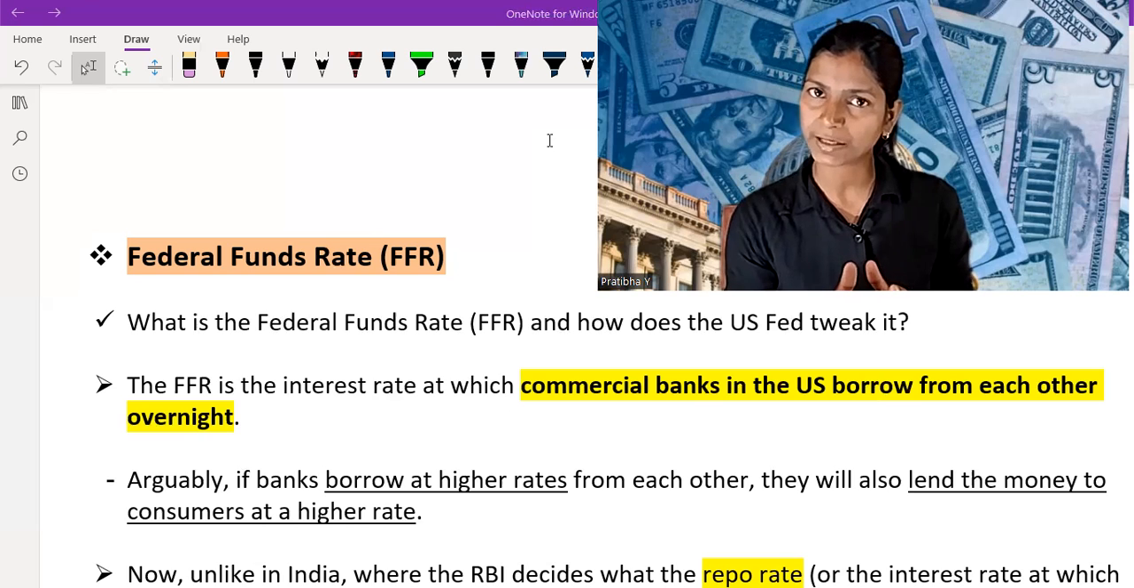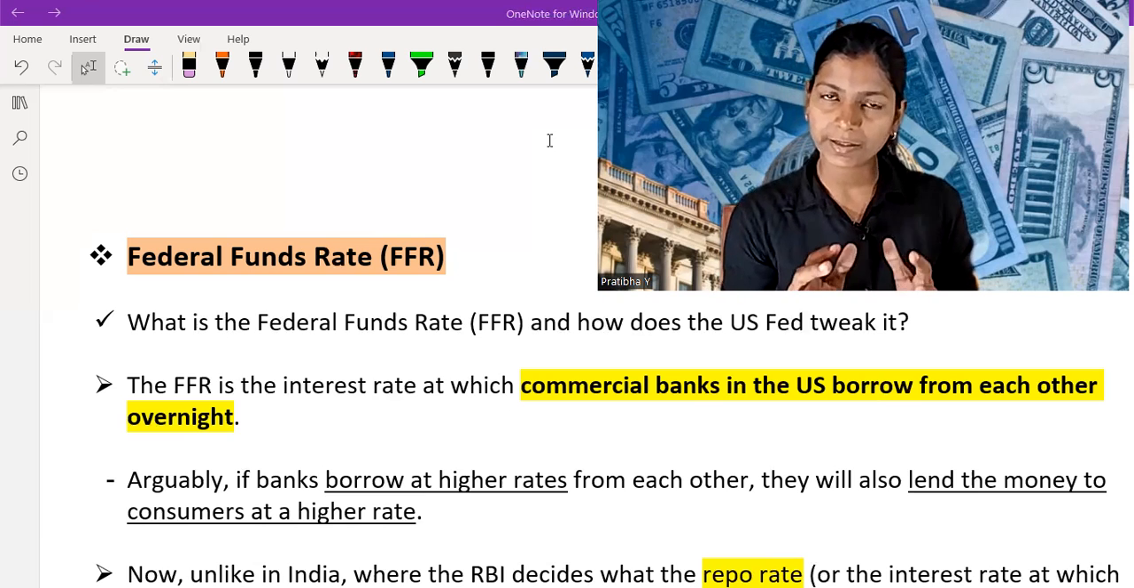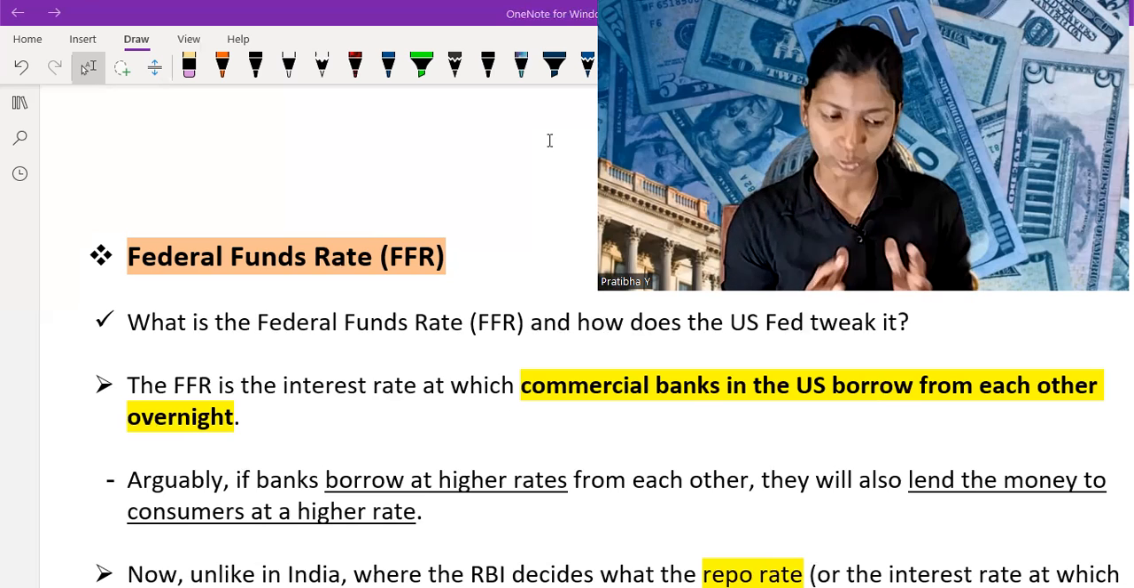And if money supply is less in the market, the commercial banks give money to the people at a higher interest rate. So the Fed tries to control the whole phenomenon by supplying less money in the market. So in this video, we are going to talk about the federal funds rate and its relation with the Fed. It is related with the repo rate of the RBI, and in the whole economy, how these things are going on.